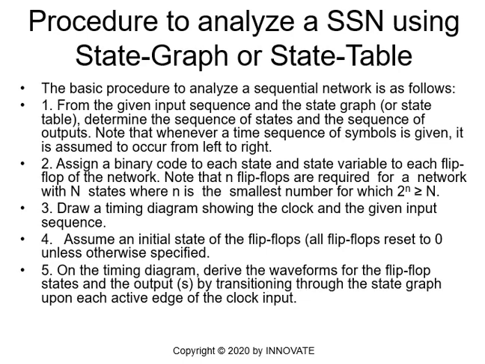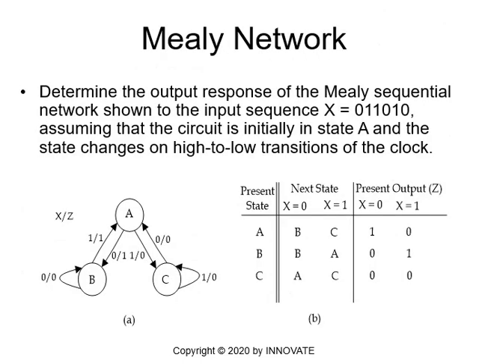Now, we'll take examples. The first example is on a Mealy network. We would like to determine the output response of the Mealy sequential network shown to the input sequence x = 011010, assuming that the circuit is initially in state A and the state changes on high to low transitions, or the trailing edge, of the clock.